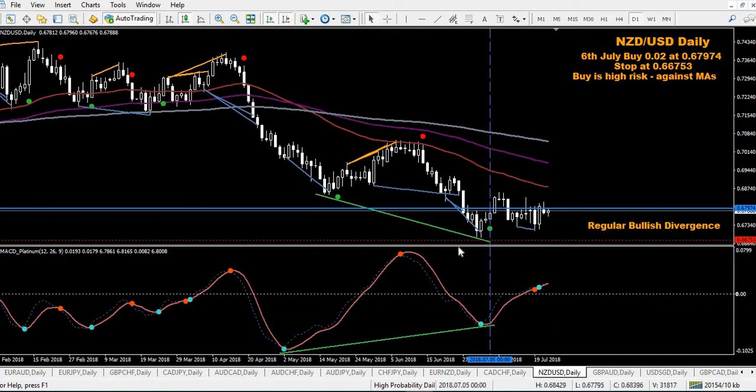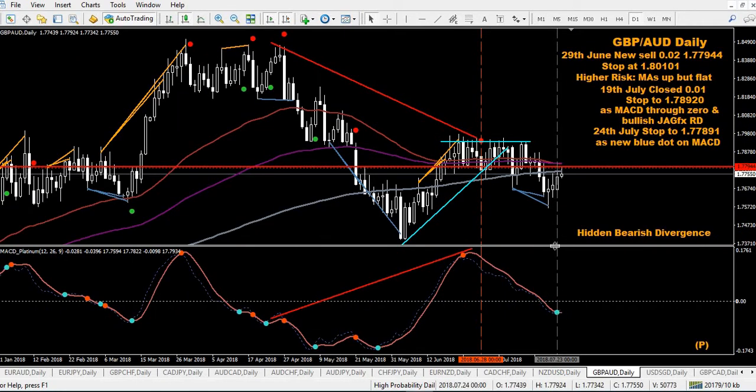Stop in place, still below the low here. It's taking on regular bullish divergence. You can see all the notes there, and it's just below the point of entry. I wish it would get a wiggle on, get up to these MAs, and then I can look at closing out half and moving the stop, etc. But going nowhere.